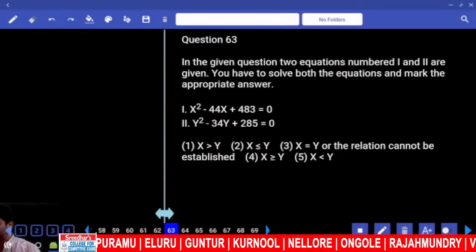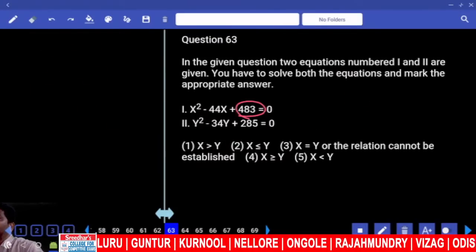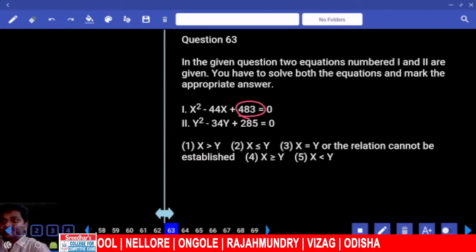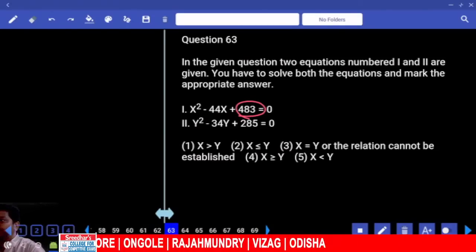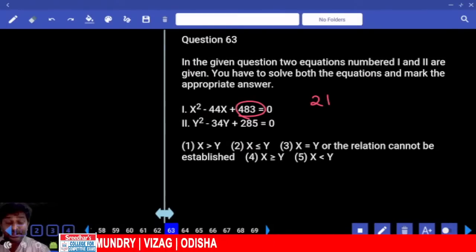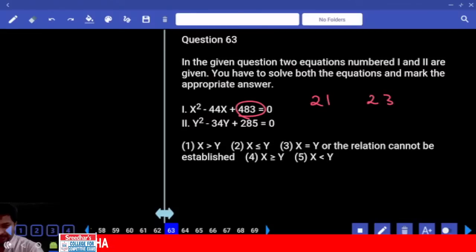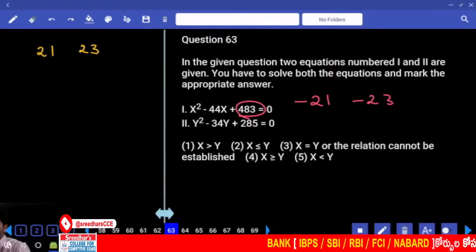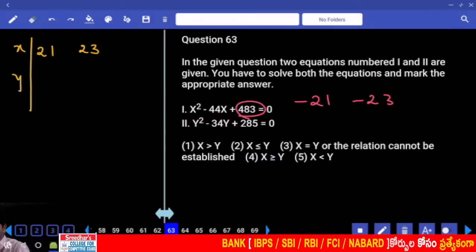483. Nearest square: 484. Minus 1 only. 22 square minus 1 square. 22 minus 1, 22 plus 1. Product of both the numbers. Minus 21, minus 23. Sum minus 44. Condition satisfied. Factors are 21, 23 for x and then for y.